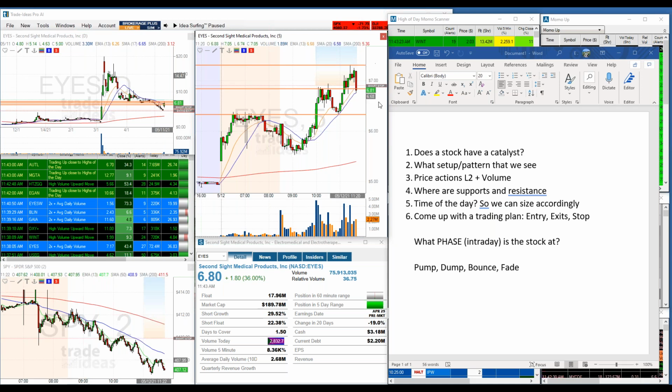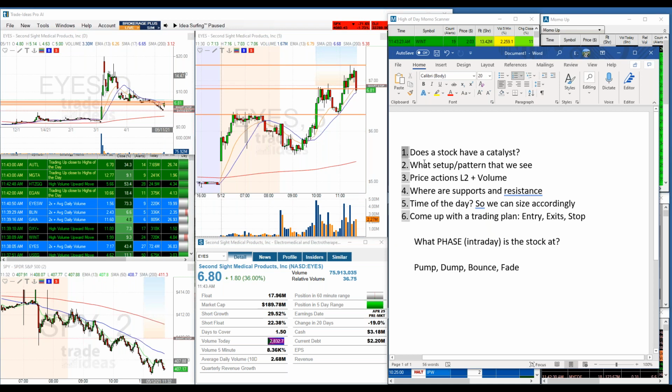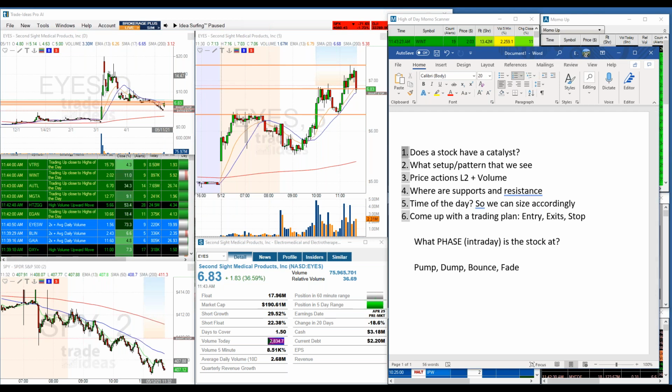Same thing with trading stock here. You've got to practice it until you can do all this stuff always in a very short period of time, within a minute or so, or less. So you pop up the stock, you can see that there's a catalyst on it. What pattern is this right now?